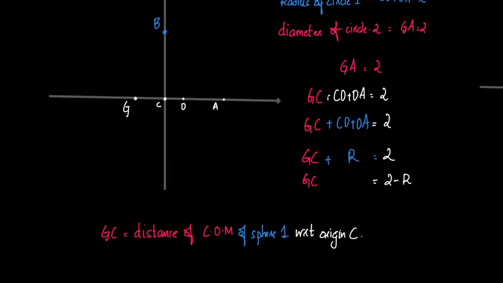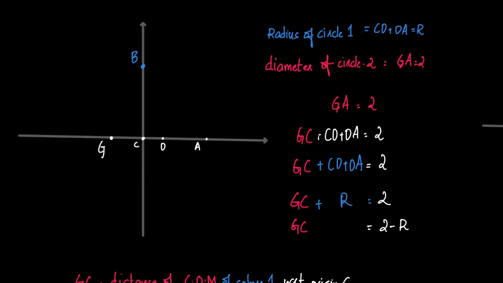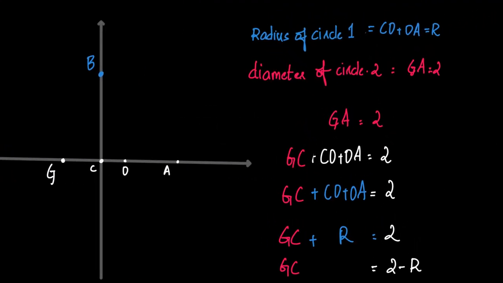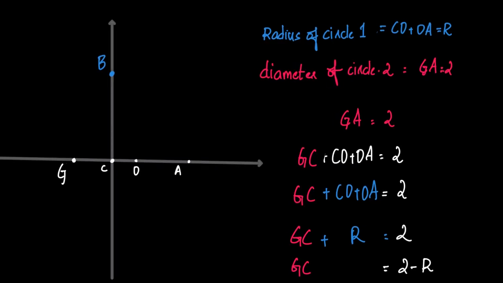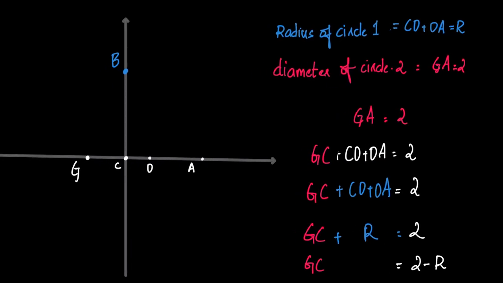Now, let's see, why do we have this? Let's try to understand that. I've removed all the spheres and circles. Why? Because I need to measure JC. So to have better clarity, I've removed the circles. But we know from the previous part that the radius of circle 1 is R and the diameter of circle 2, GA, is equal to 2.